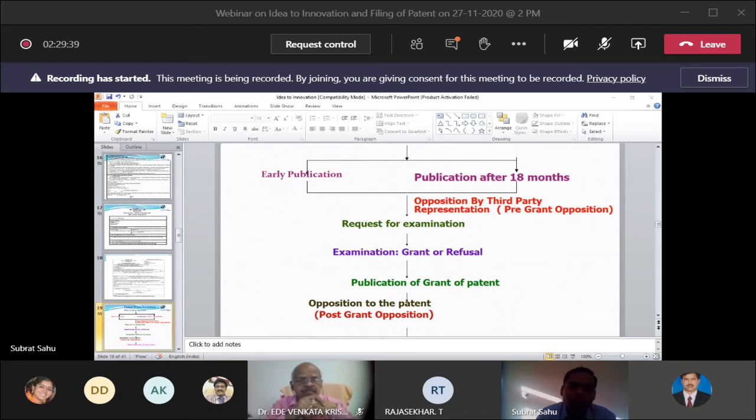Suppose during the examination, and up to the grant of the patent, I didn't come to know. When the product came to market, I came to know, oh, this is my own idea, my own product, somebody has taken it from me. He has filed it and he also got the grant, he also got the patent for that particular product. At that time also, you have to approach the Indian Patent Office, and that particular process is known as post-grant opposition.